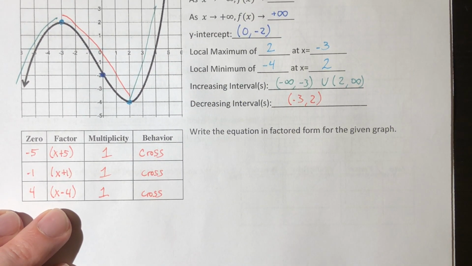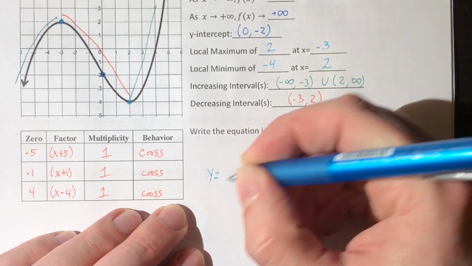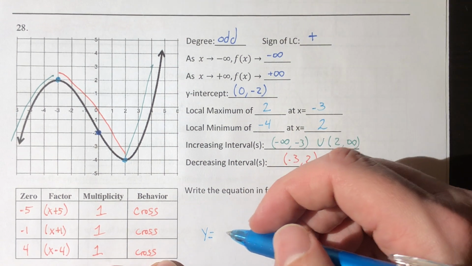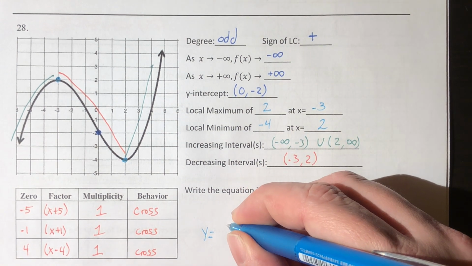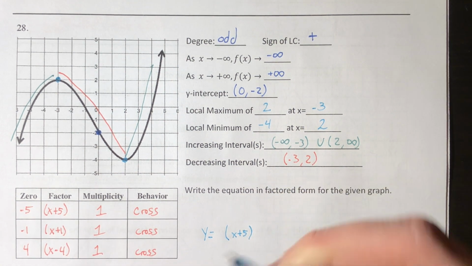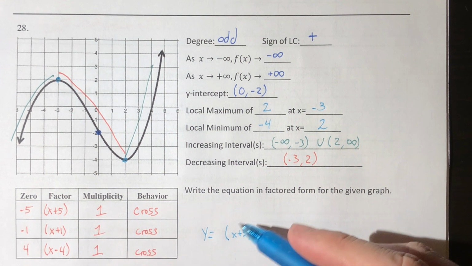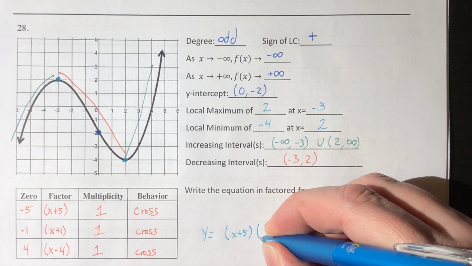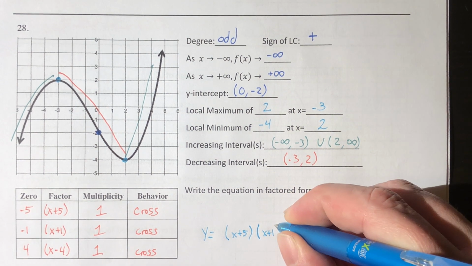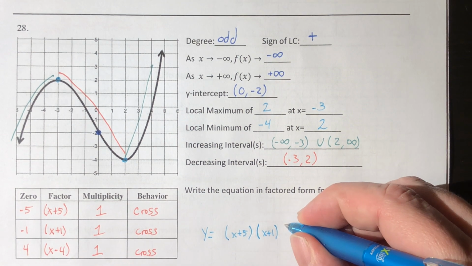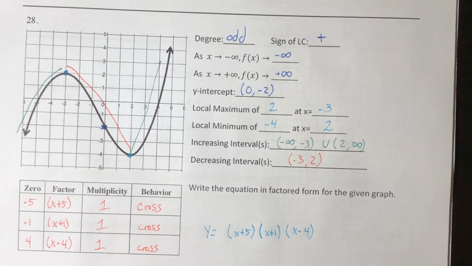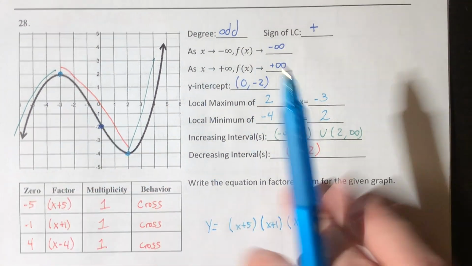For this one, I've got y equals my leading coefficient. My leading coefficient is positive, so I don't need to put a negative in front of here, but I just need to put my factors out. I've got x plus 5. That's a multiplicity of 1, so it'd be an exponent of 1, which you don't need to write because it's just given that it's there. My next factor is x plus 1, also a multiplicity of 1. Then x minus 4, also with a multiplicity of 1. So there would be that equation for this graph.